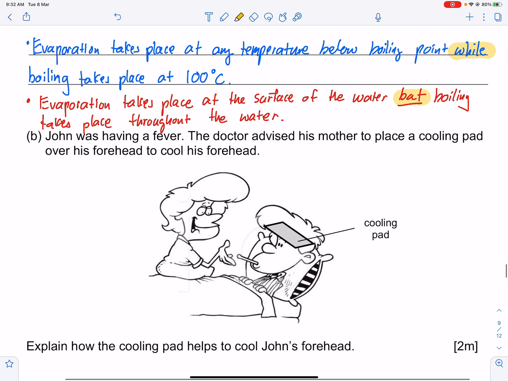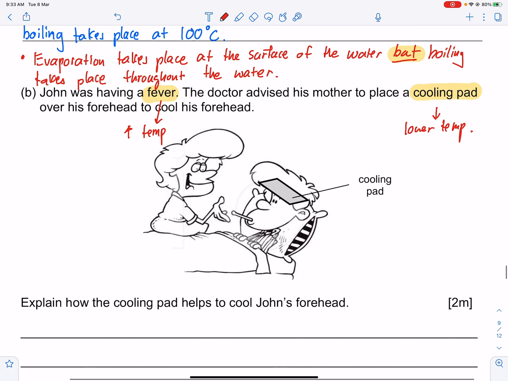Now, moving on to the next question. John was having a fever. The doctor advised his mother to place a cooling pad over his forehead to cool his forehead. So right off the top, I see fever, I see cooling pad. What comes to my mind is that a fever means that he is having a higher temperature. And the cooling pad tells me that this is my region of lower temperature.